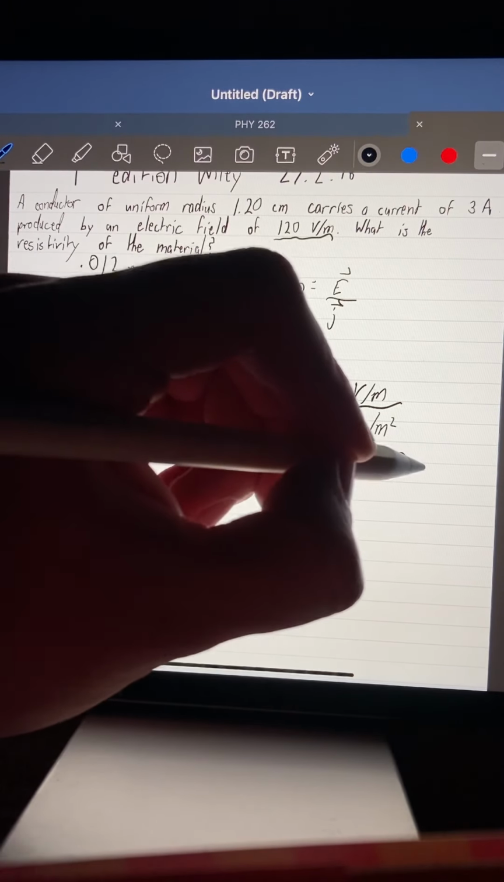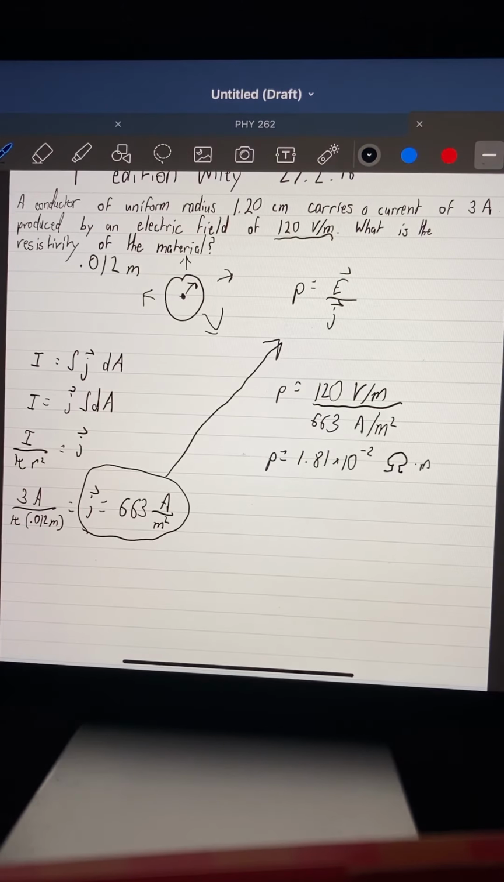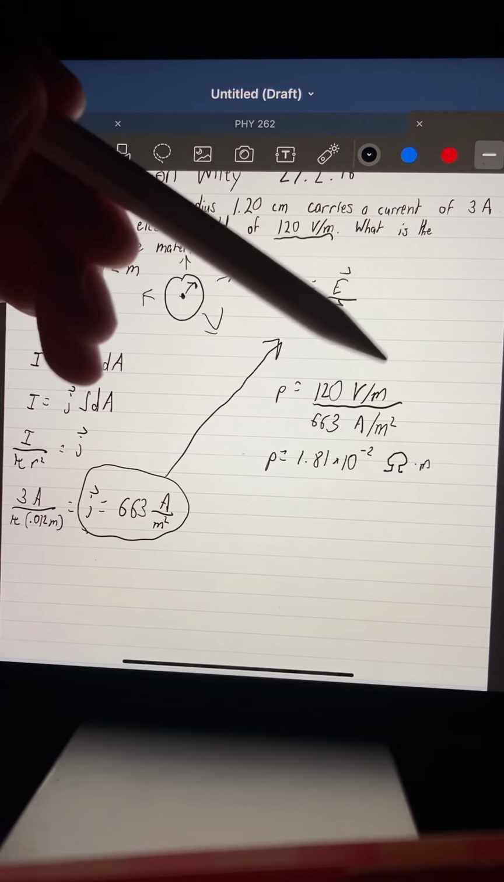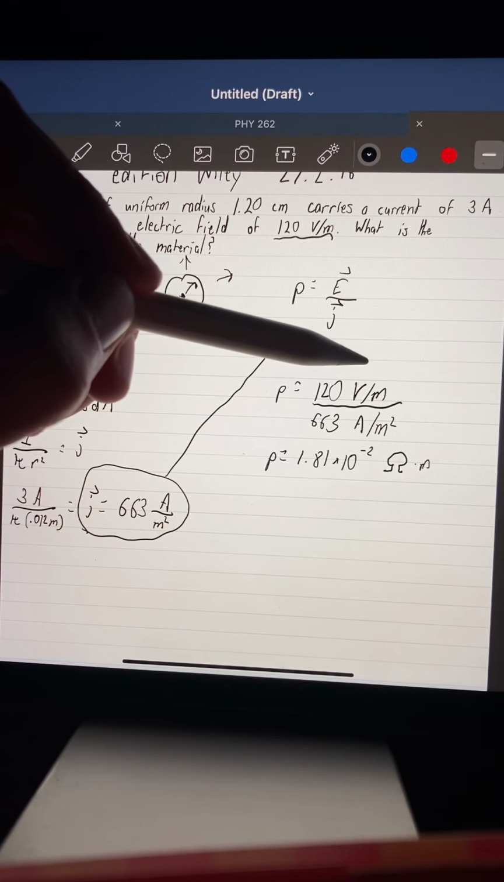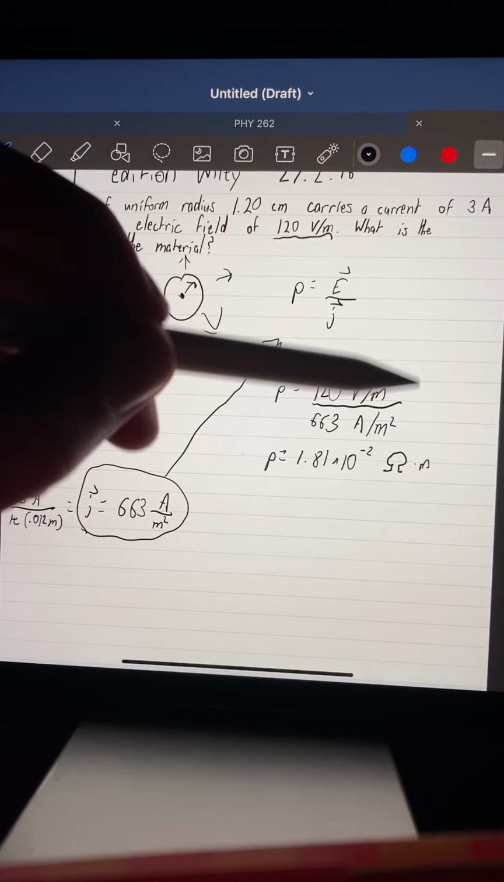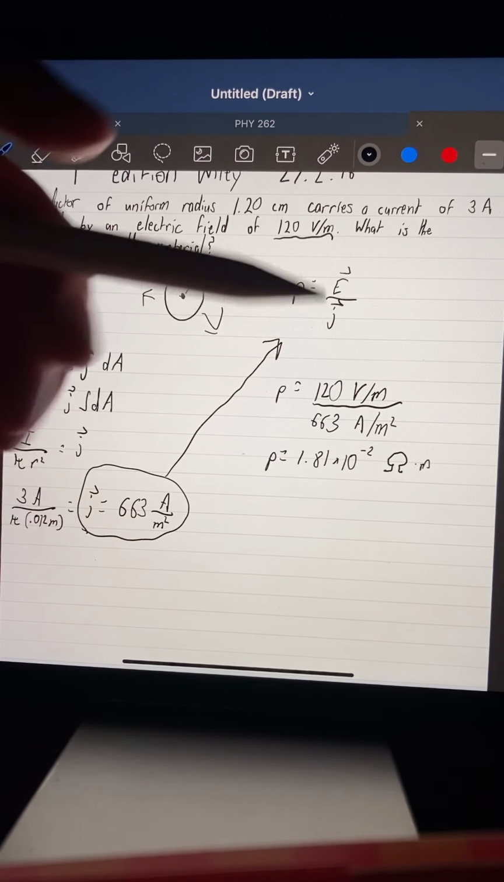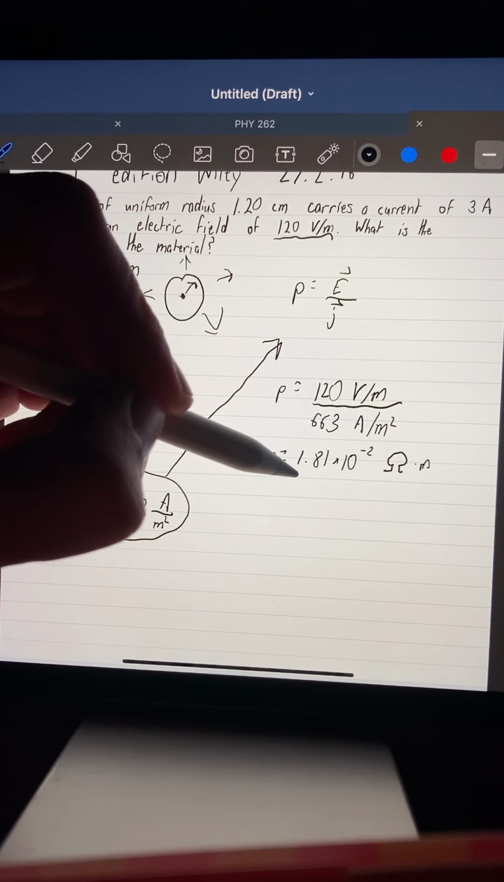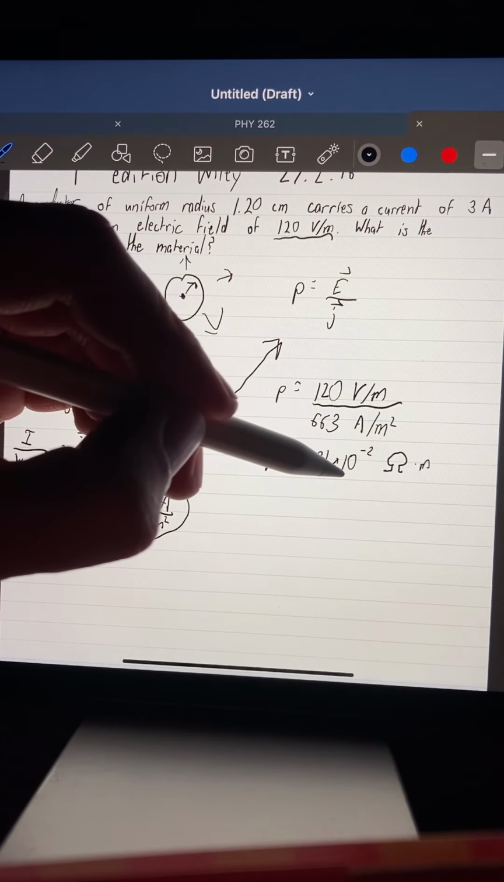ohms times meters. And so we know that that's the correct answer because if you check your units, then these cancel out and these cancel to ohms, and we get ohms times meters. So our final answer is that the resistivity of this material is 1.81 times 10 to the second.